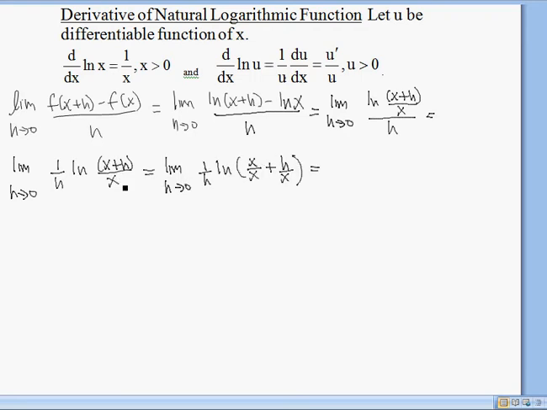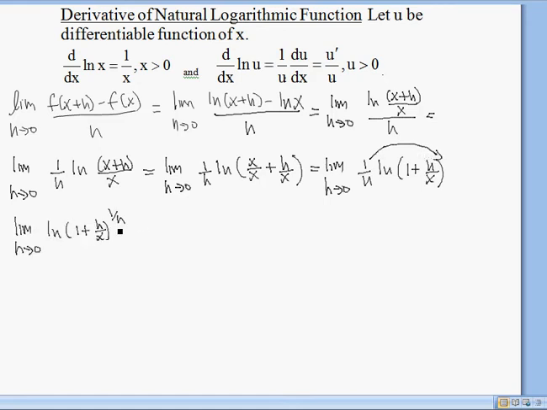I just broke this fraction up into two different fractions because with the common denominator, if you add these two, you'll get this expression here. So it's just going backwards. Now x over x is 1 and h over x is just h over x. Whenever you have a coefficient in front of a logarithm, you can write that as an exponent. So I'm going to throw this 1 over h up top here. So now I have this natural log expression with an exponent and 1 plus h over x.